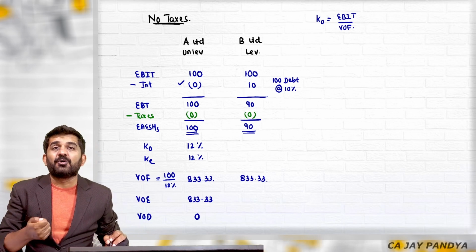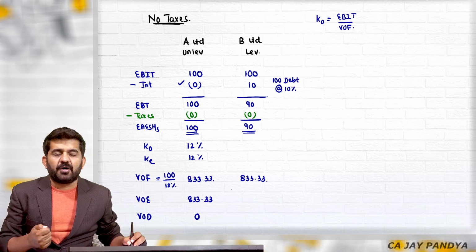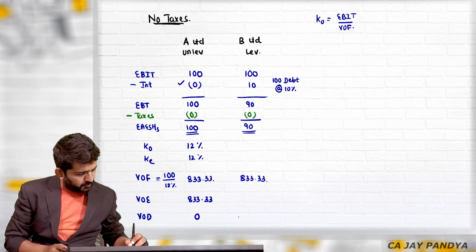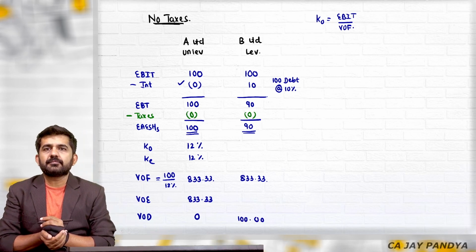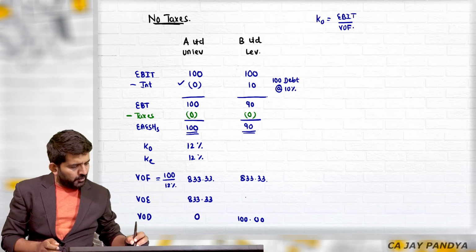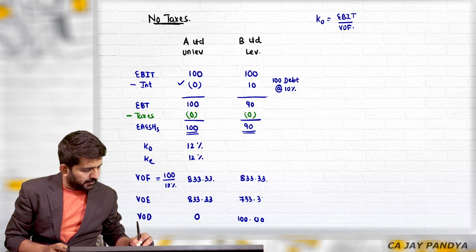Value of equity can be found out by value of firm minus value of debt. And what is value of debt? 100 rupees. So value of equity will be 733.33.